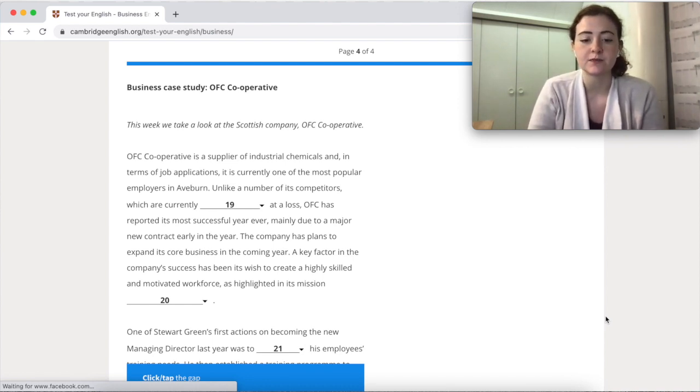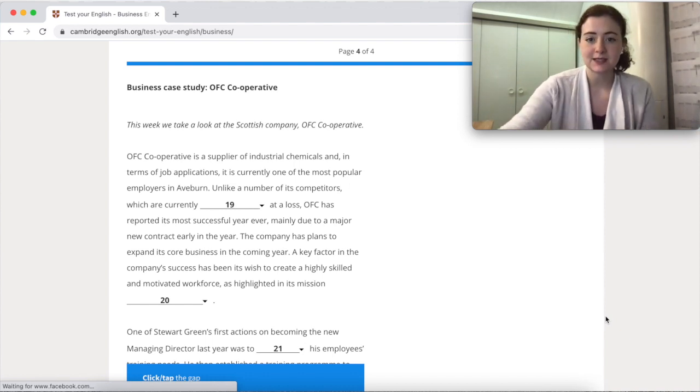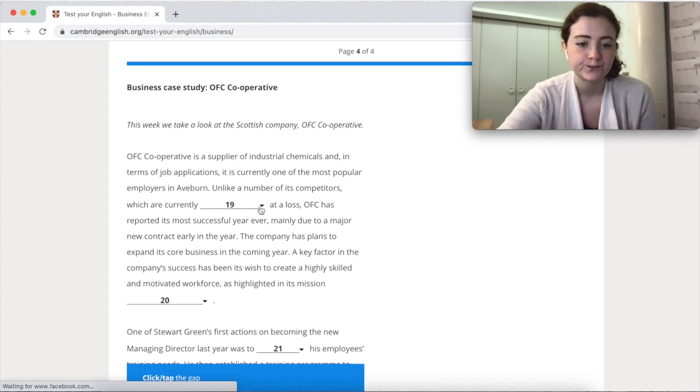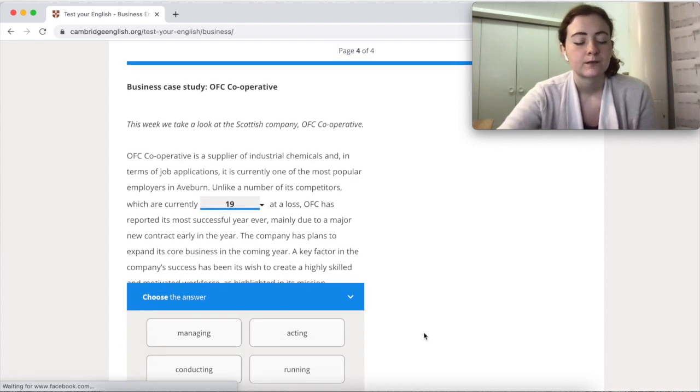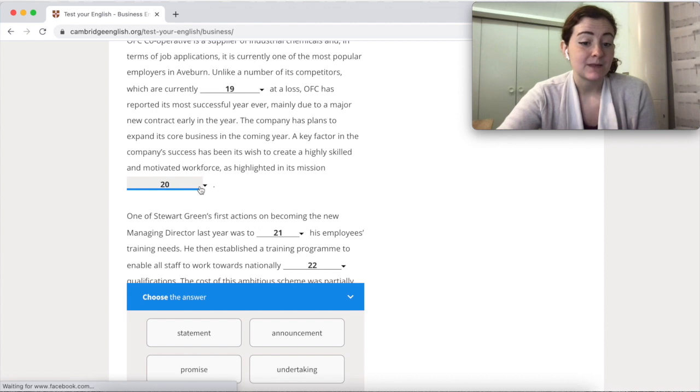A key factor in the company's success has been its wish to create a highly skilled and motivated workforce, as highlighted in its mission blank. Let's have a look at the options for number 19. Managing, acting, conducting, running: which are currently managing at a loss, currently acting at a loss, currently conducting at a loss, or currently running at a loss. As highlighted in its mission statement, announcement, promise, understanding.